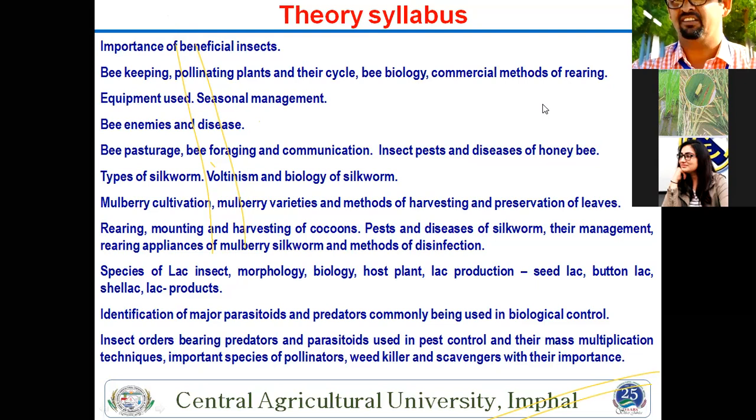In this biological control, some are predators, some are parasitoids. We have also studied the insect orders bearing predators and parasitoids: major parasitoids come under the order Hymenoptera, some predators come under Coleoptera, and some come under Neuroptera. So we will also study these.